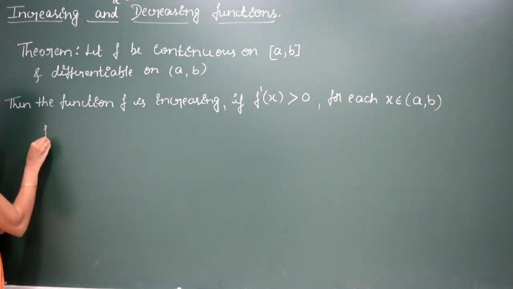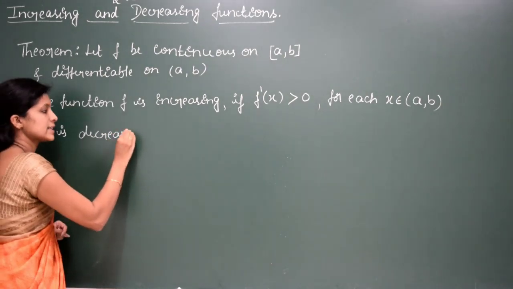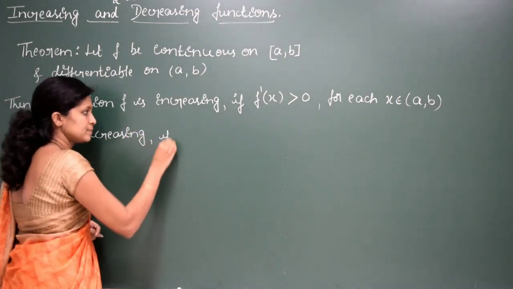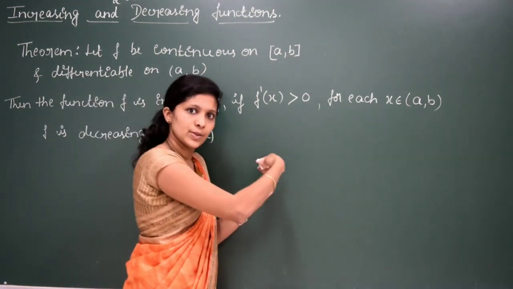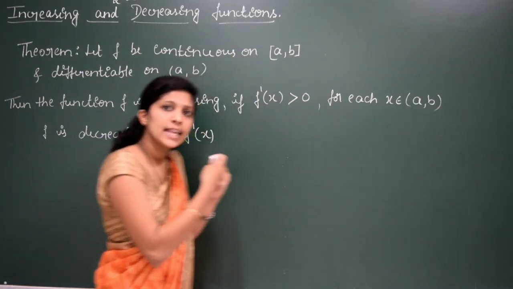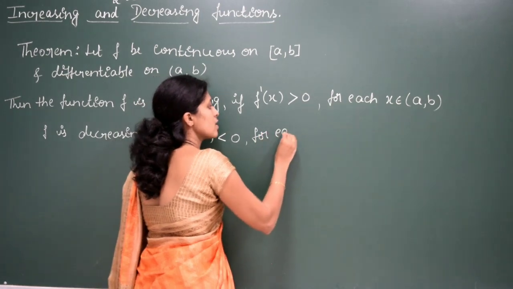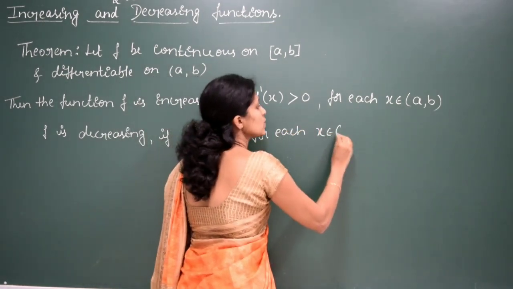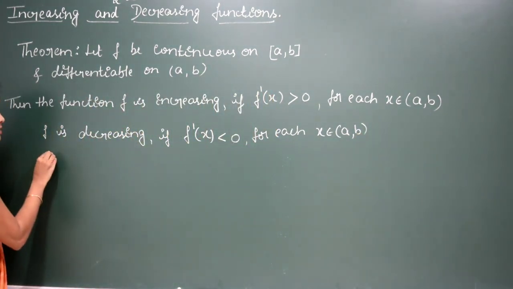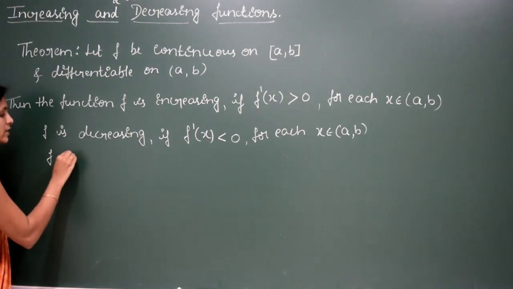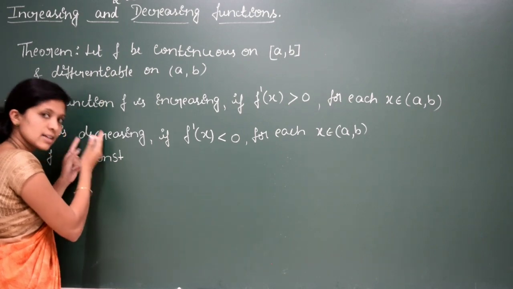And to say the function f is decreasing, if f dash of x, for the increasing it will be greater than 0, so obviously for the decreasing it will be less than 0. F dash of x should be less than 0 for each x belongs to open interval a comma b. Next, one more is there. Suppose f is a function that is constant. Is it clear? This is increasing and this is decreasing.